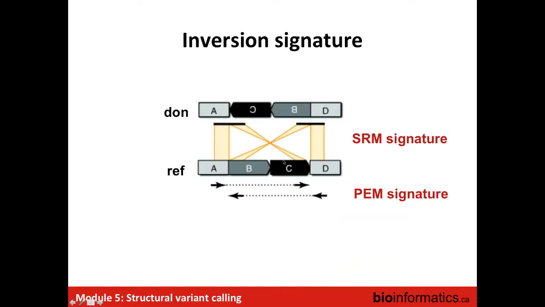Then when you look at inversion, you will have the signature for the paired-end mapping, where your reads are in a large insertion and inverted. Here you will be able to see a cluster of reads that map at one end and are inverted in the read position at the other, and the second breakpoint.